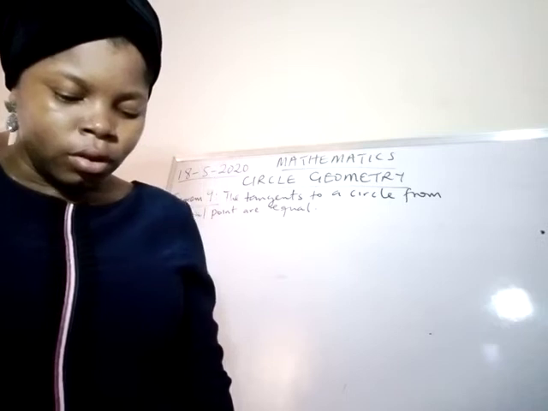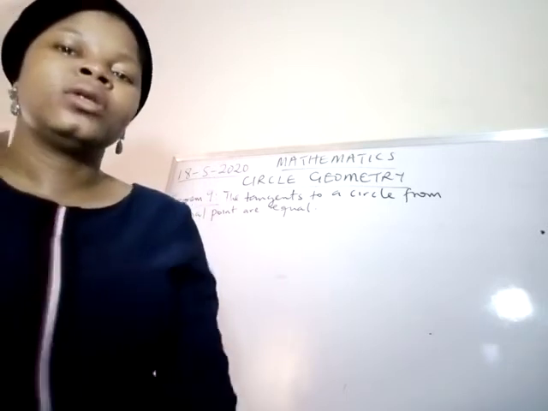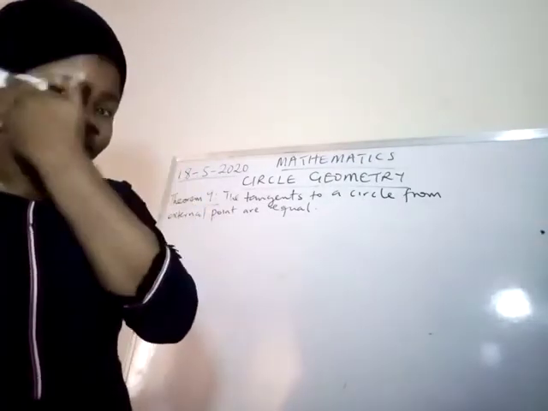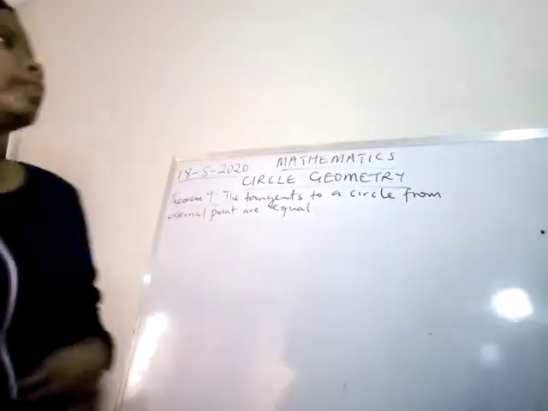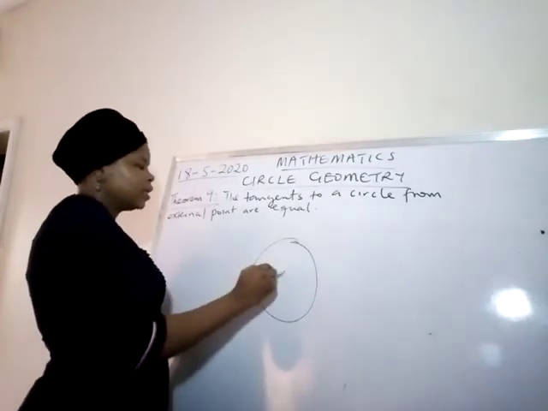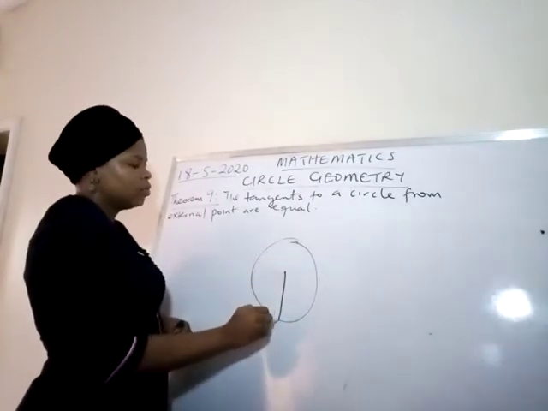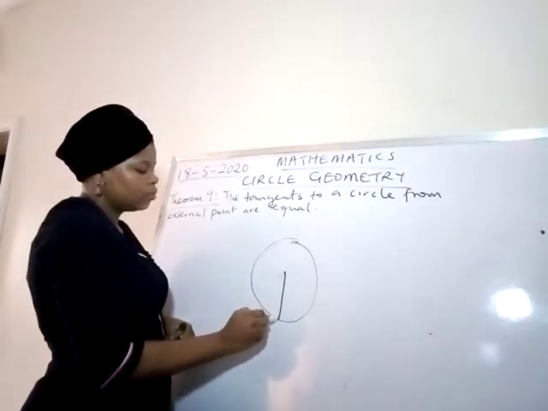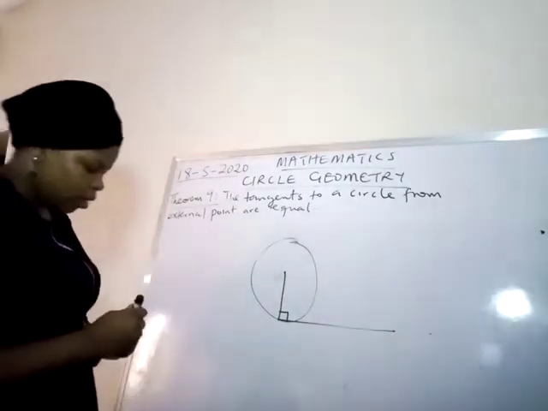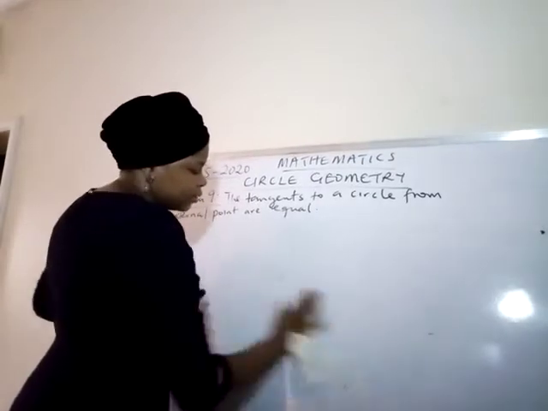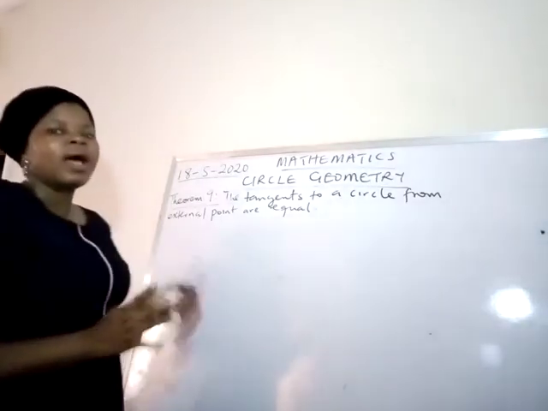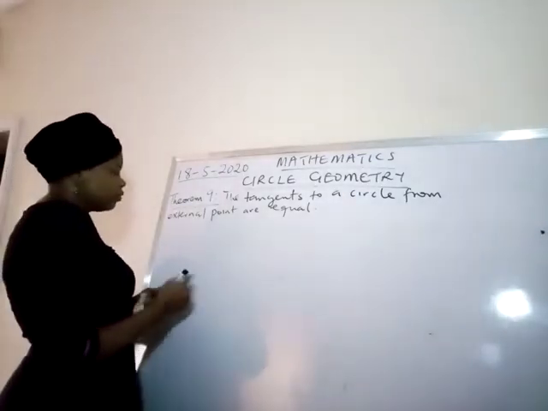Thank you so much. Today we are going to continue from where we stopped, which is the next theorem, which says that the tangents to a circle from external points are equal. What do I mean by that? In last class we talked about the theorem that the radius from the center of a circle to the tangent forms 90 degrees, that is, perpendicular. So today we are going to look at this theorem, which states that the tangents to a circle from external points are equal. Now, what do we mean by tangents to a circle from external points?